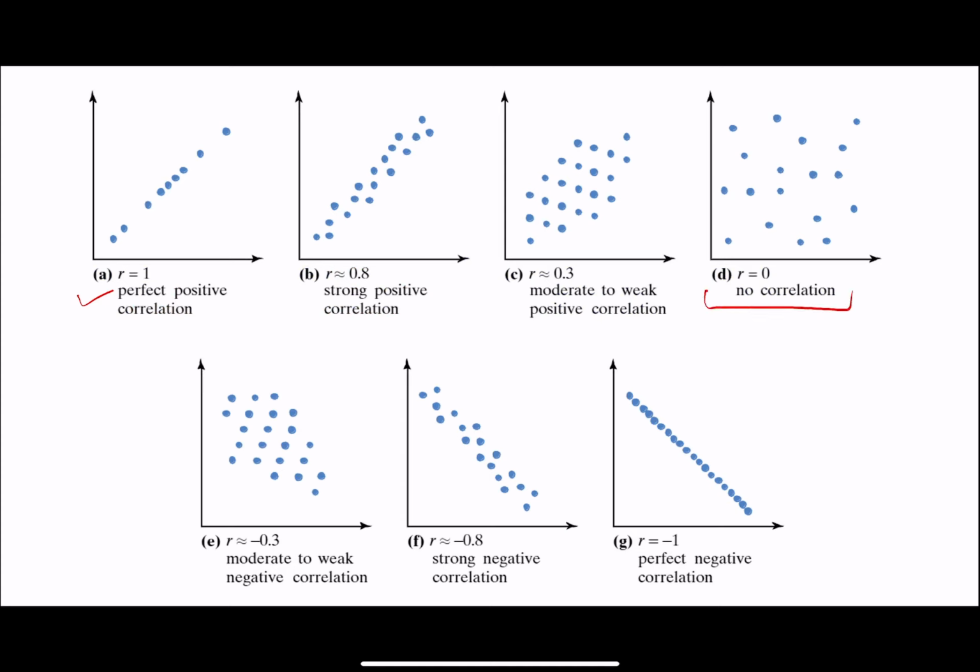Now E, F, and G, they show negative correlation. Part E is like moderate to weak. It's -0.3. Part F is -0.8. When you are increasing one variable, the other one decreases. So it's negative correlation and it's kind of strong. Yeah, it's -0.8. And part G, as you see, we have perfect negative correlation. Correlation is -1, as you see, right?